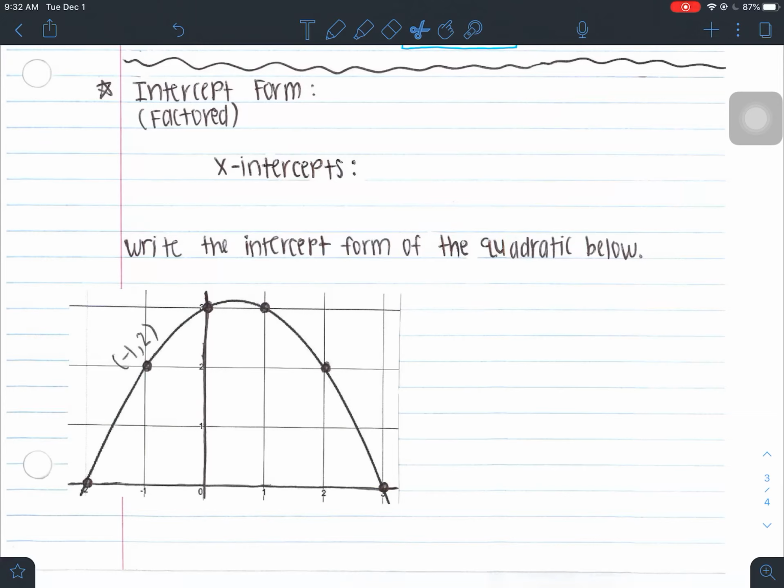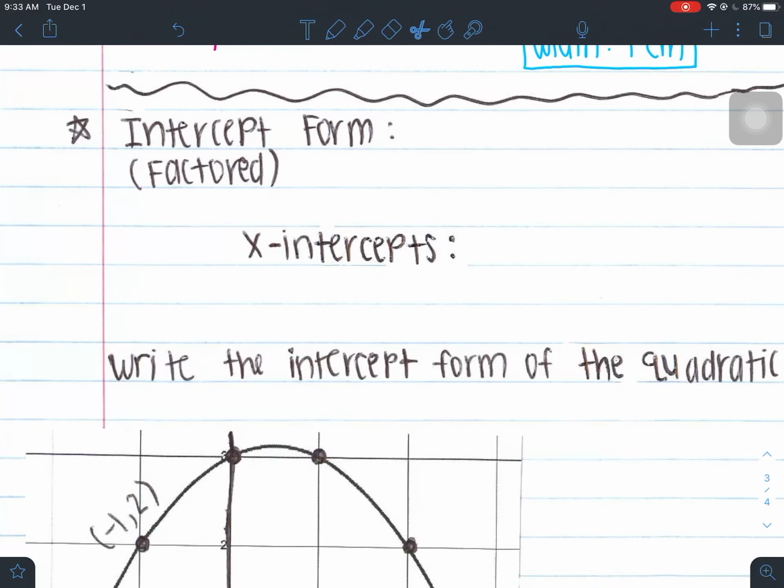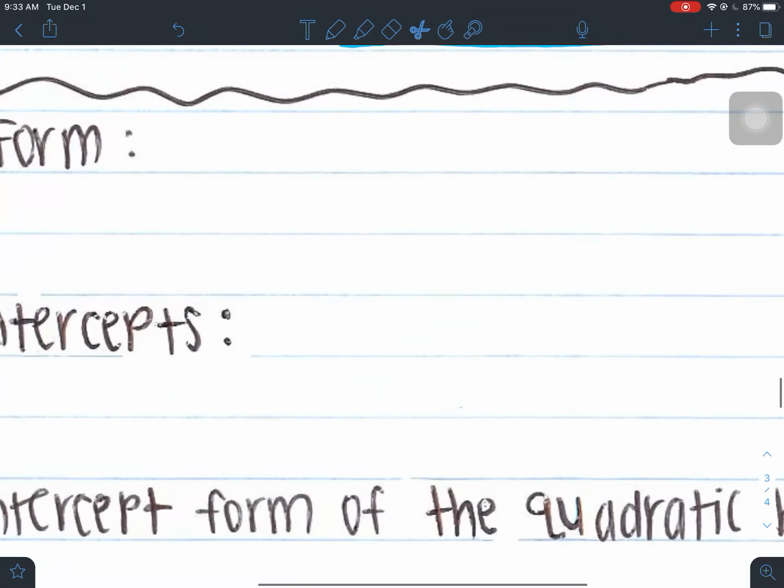Okay, so first thing we're going to talk about is intercept form. We haven't really talked about intercept form. We've talked about standard form and vertex form, and this is the one that not a ton of people talk about. Intercept form is also called factored form because it kind of looks like factoring. It looks like you have two sets of factors. So I'm going to go ahead and write it. It is something new, so we have not gone over this before.